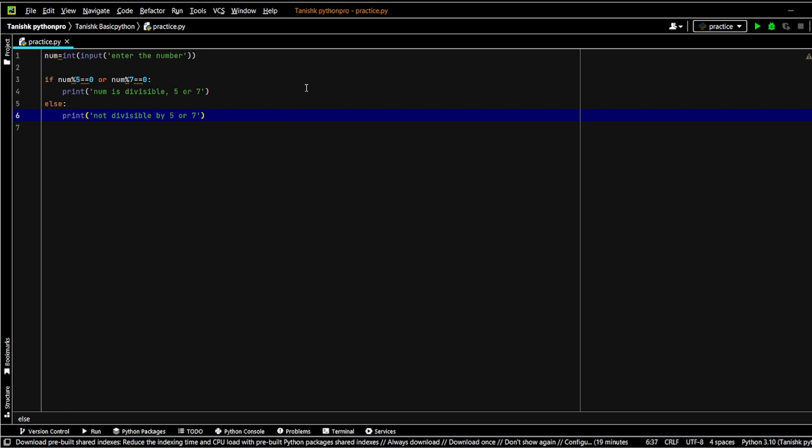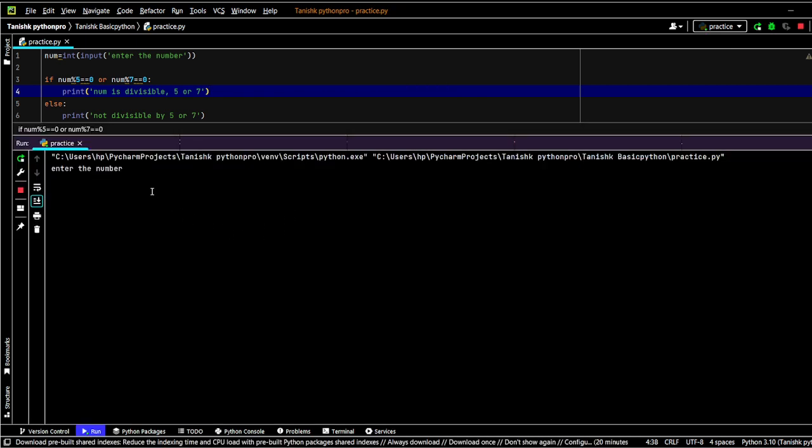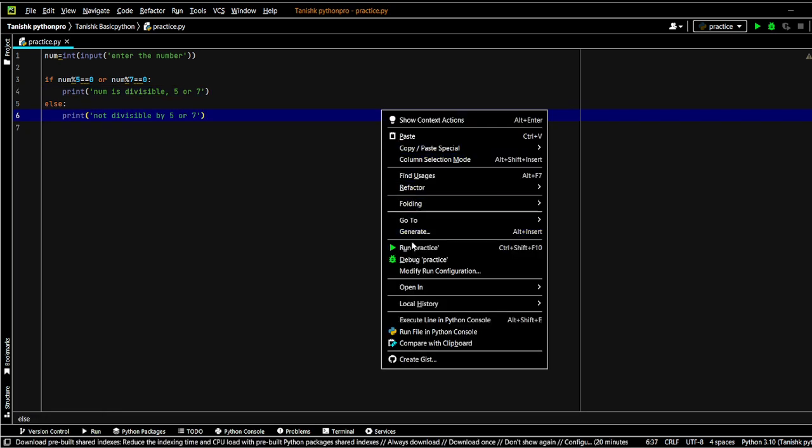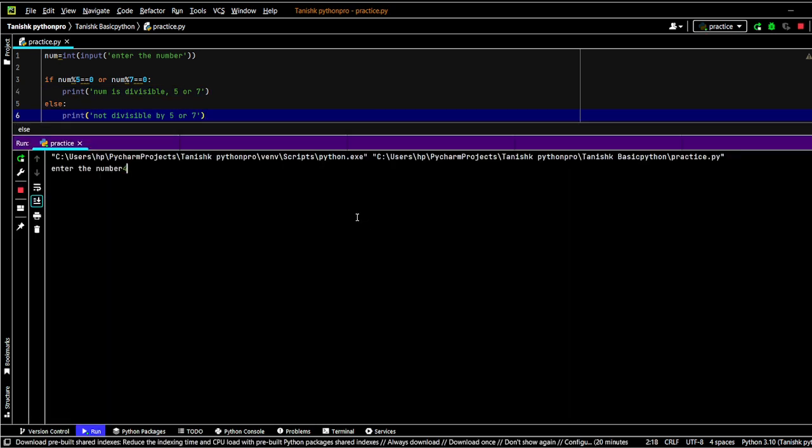Now we are watching the output. Enter the number, 5. Number is divisible by 5 or 7. Yes, only 5, not 7. Okay. And 49. Number is divisible by 5 or 7.